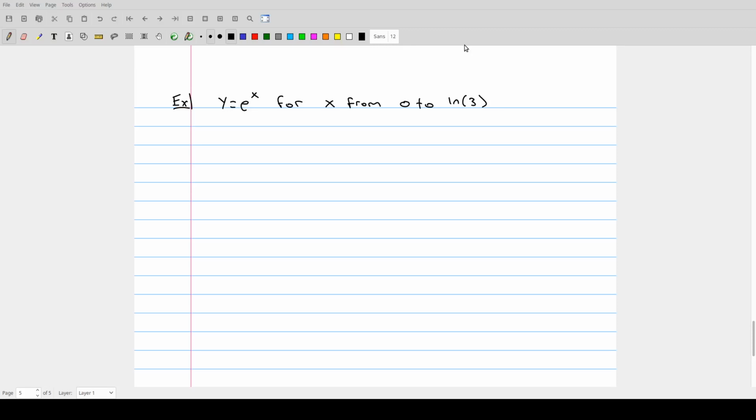So in order to do this, we're going to use the formula we just derived. It's going to be the integral from 0 to ln of 3 of 2 pi times e to the x times the square root of 1 plus f prime squared dx. Remember, if f of x is e to the x, then f prime of x is the derivative of e to the x, which is just e to the x itself. So this is the integral that we need to evaluate.